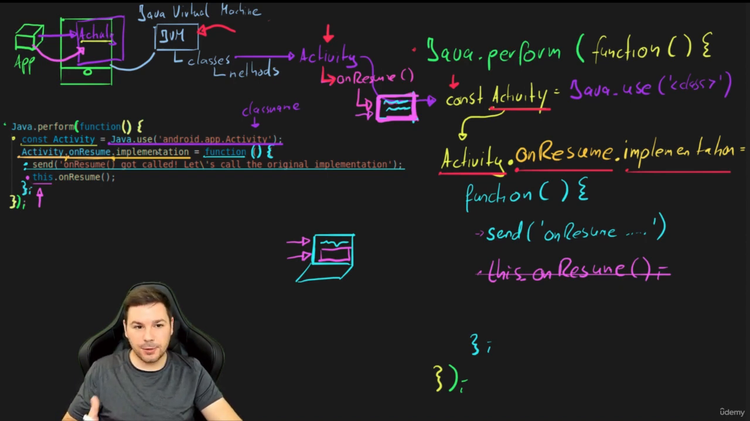Alright, so this was the introduction to Frida. We have already seen this live on an example where we put the application into the background, and after opening it up once again, we saw that our debug statement has been printed out. So this is the way we can hook into an existing method and override the functionality of this one.